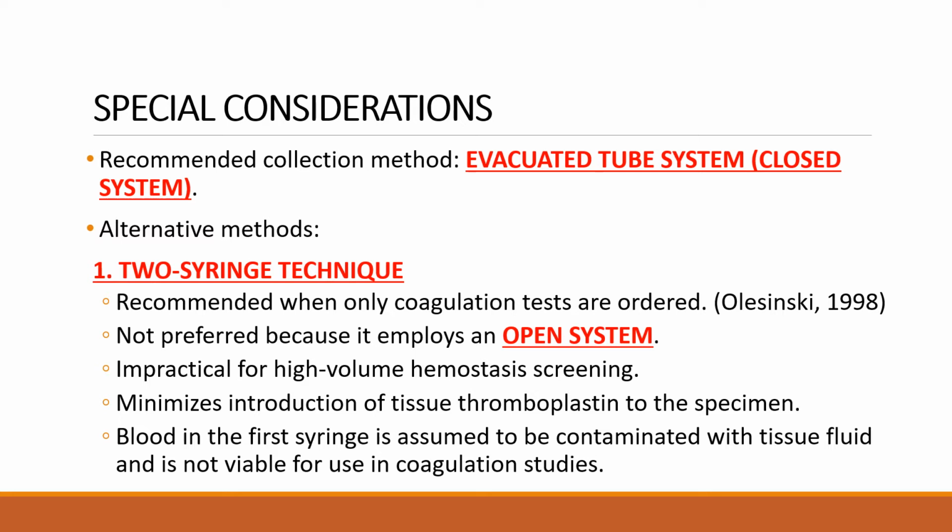The two syringe technique is impractical for high volume hemostasis screening. However, it minimizes introduction of tissue thromboplastin to the specimen, because the first barrel would serve as the discard tube, and the sample that is contained in the second barrel would be the sample to be used for the coagulation testing. Blood in the first syringe is assumed to be contaminated with tissue fluid and is not viable for use in coagulation studies.